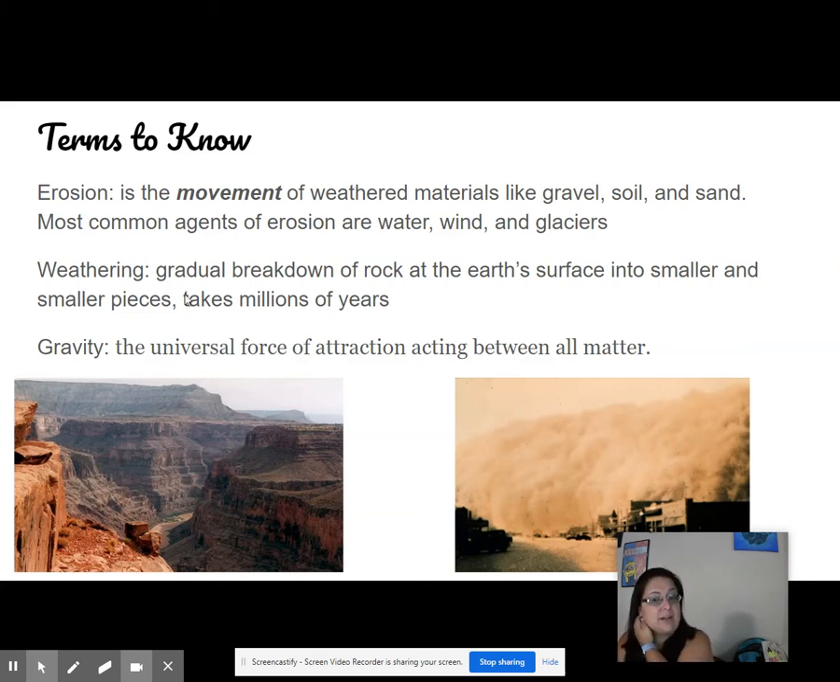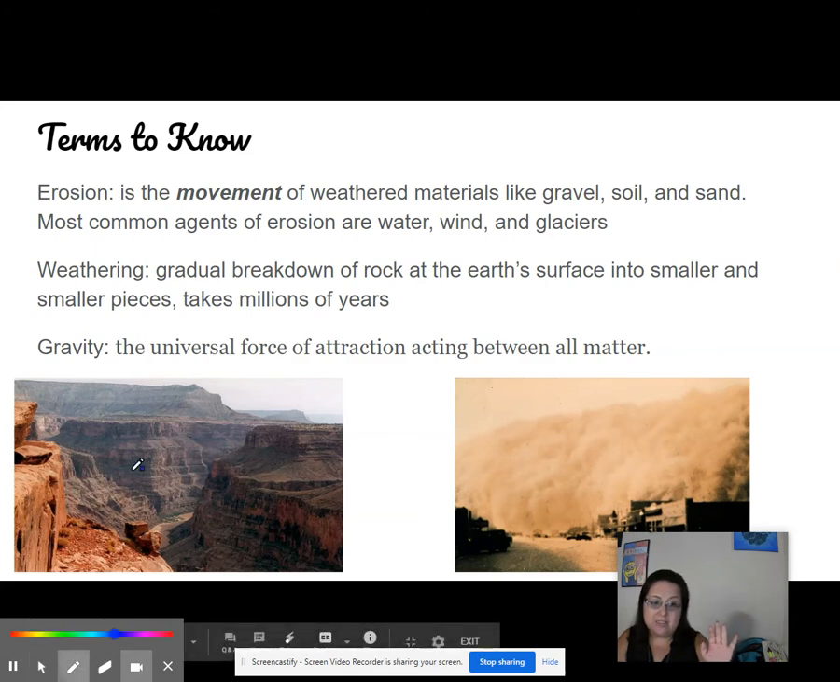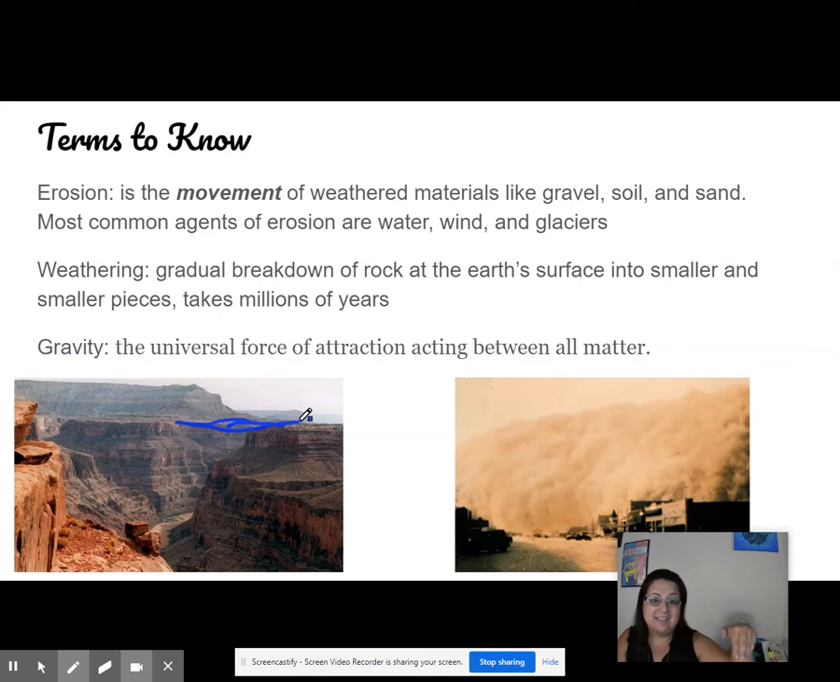Weathering is a gradual breakdown of rock at the Earth's surface into smaller and smaller pieces. This takes millions of years. So if you're looking at this photo, you see a river way down at the bottom. Millions of years ago, that river was way up here, okay? This was all flat land, and then the river just starts to shave off part of the rock until eventually it looks like this. So it's like shaving as it's going.